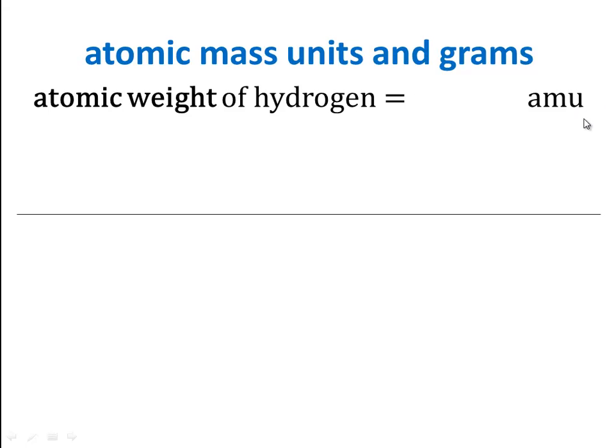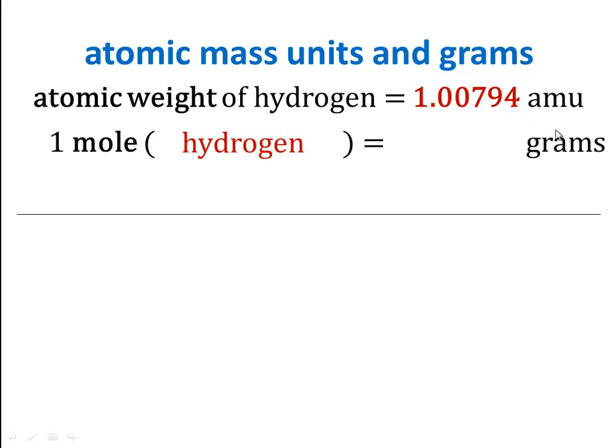Okay, now your table probably says 1.008, but to a little higher precision, it's known that the atomic weight of hydrogen is 1.00794 AMU. Okay, fine. Now, here's my question. We'll take this as the atomic weight of hydrogen. Now, if we had 1 mole of hydrogen atoms, how many grams would that be?